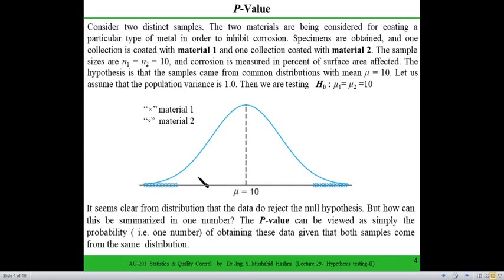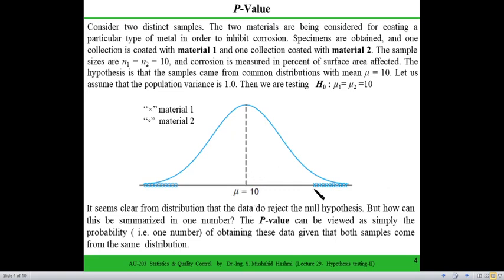If you look at the distribution from this curve, the data suggests that we can reject this null hypothesis, because this is much less than 10, this is much greater than 10, so they are not equal to 10. From this distribution, but this decision would not be quantified. It is just by looking at the data we can conclude that both materials belong to two different populations, and our prior claim that both have the same mean value of 10% surface area is not true.